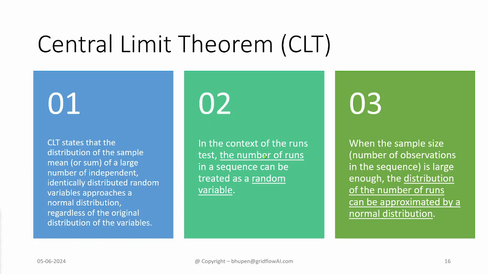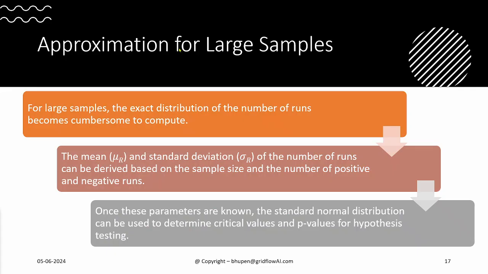In the context of runs tests, the number of runs in a sequence is treated as a random variable, and we are talking about a large number of samples here, more than 50, 60, or 100. When the sample size, the number of observations, is large, the distribution of the number of runs can be approximated by a normal distribution. That is why we consider the normal distribution as a reference in the runs test. For large samples, the exact distribution of the number of runs becomes very difficult to compute.